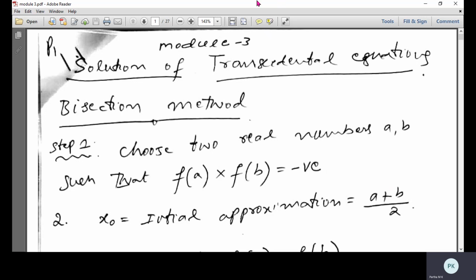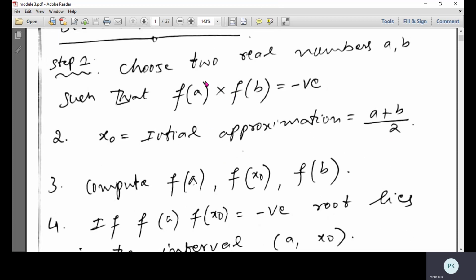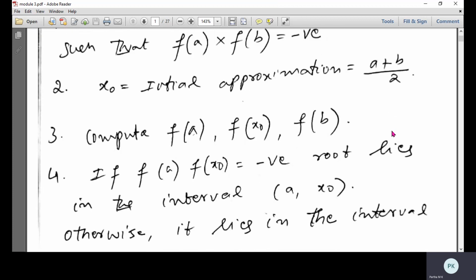What is the procedure? You are choosing an interval AB, that means two numbers A and B, such that f of A into f of B is negative. Once you get this, that means you are finding an interval AB. For A you will get positive value, for B you will get negative value, right? Then x0 is A plus B divided by 2. Next, when I take up the problem, you will understand.